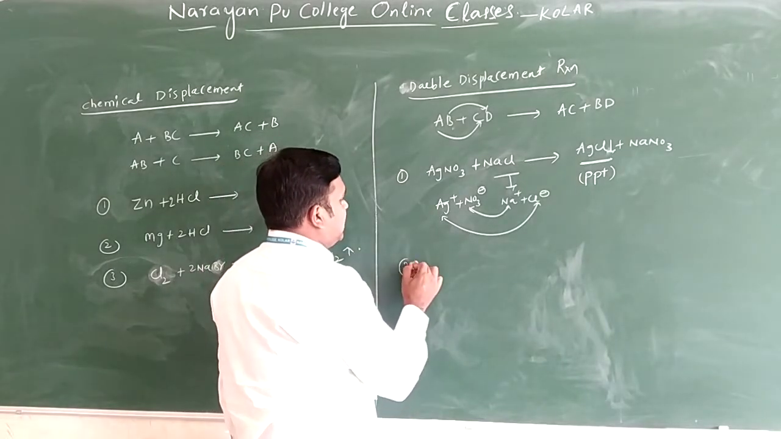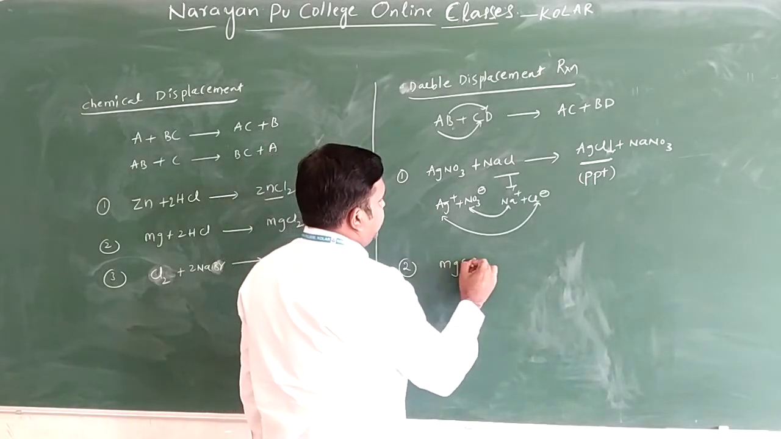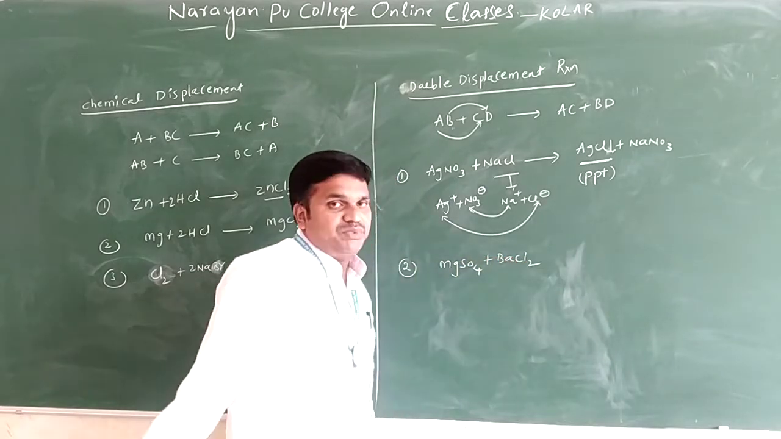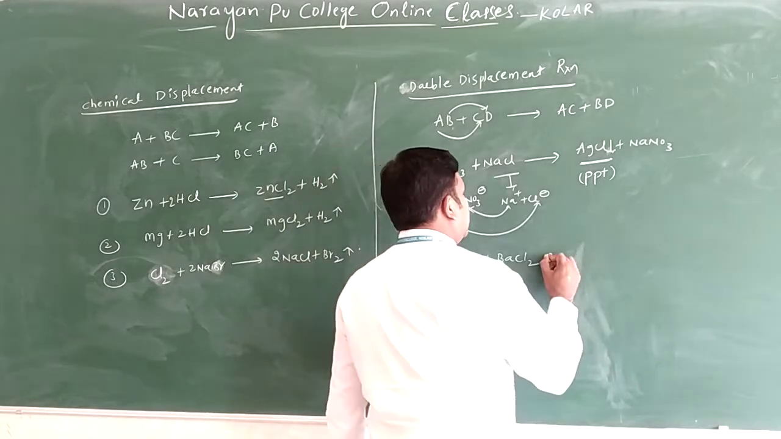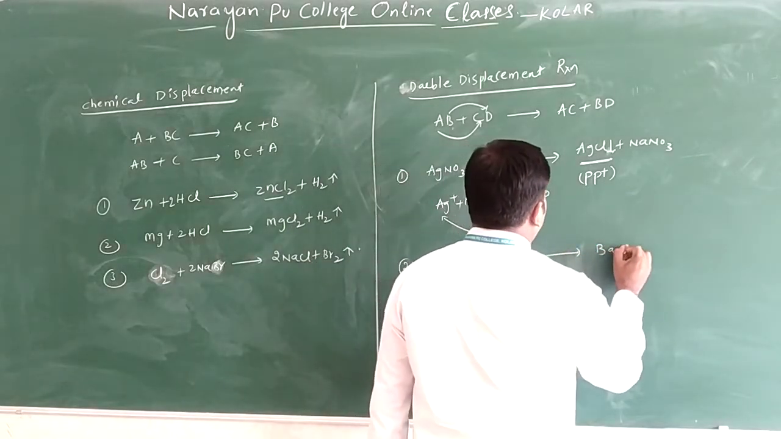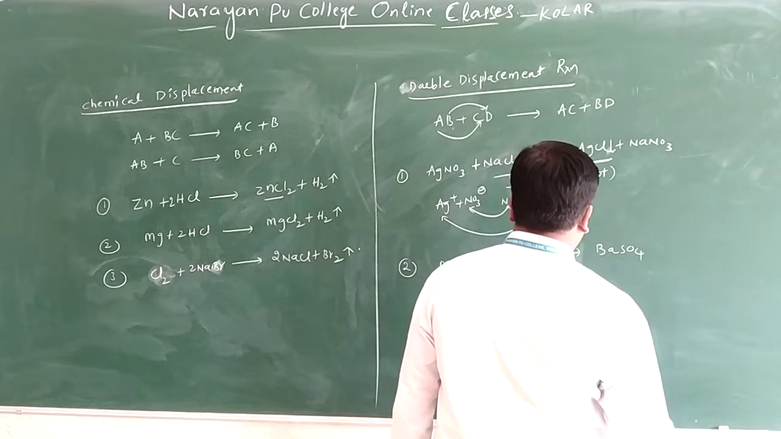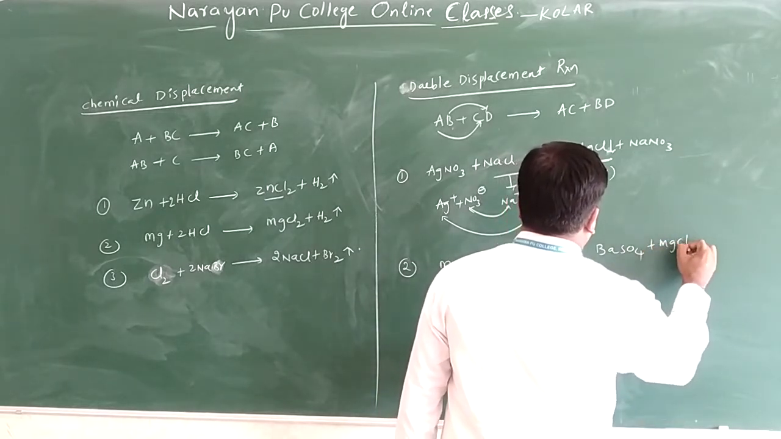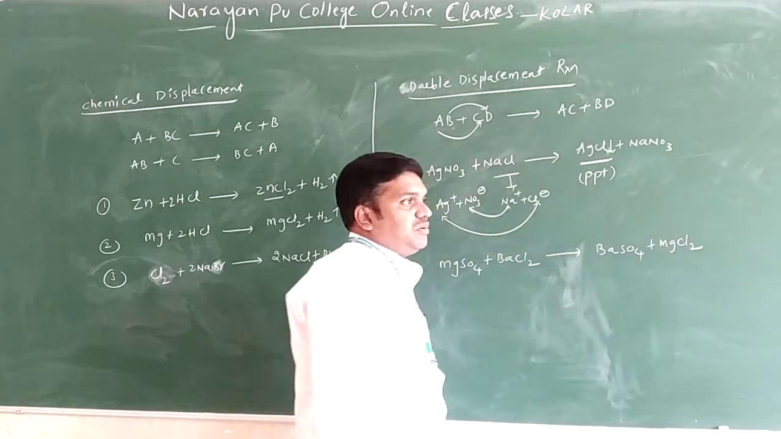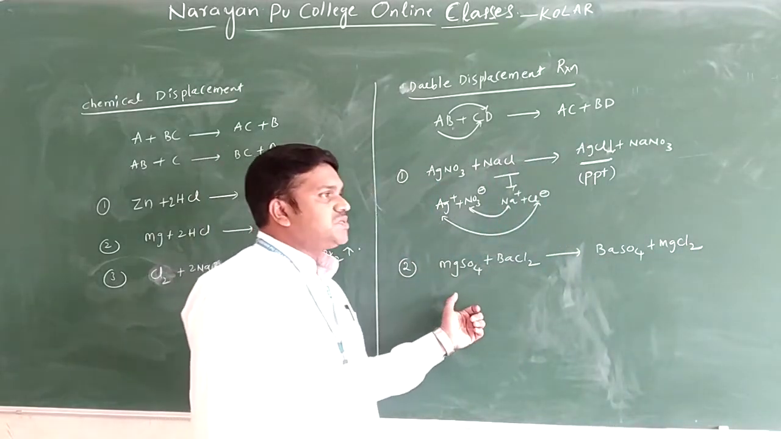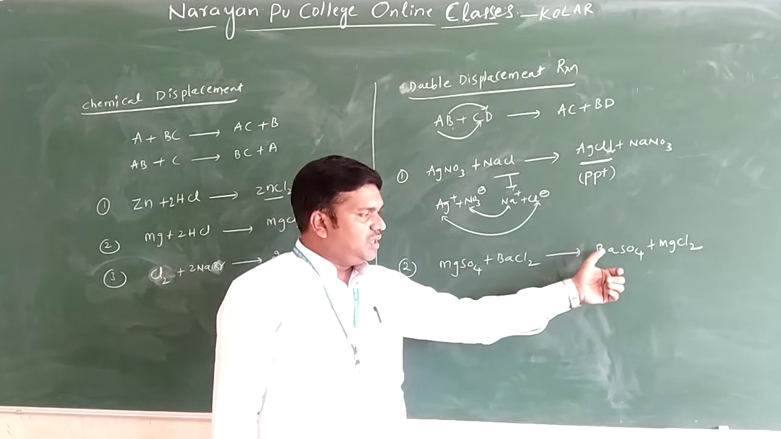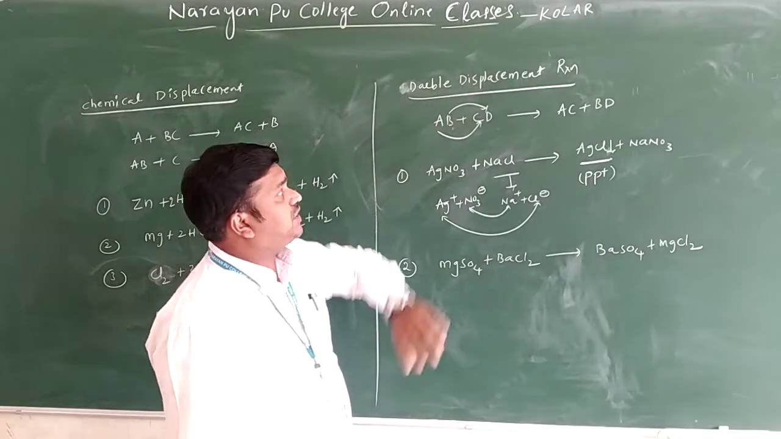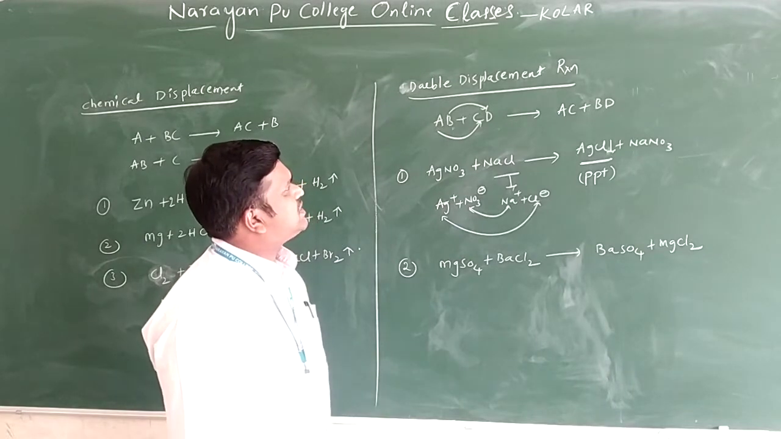Let us see one more example. We have MgSO4 plus BaCl2 giving rise to BaSO4 plus MgCl2. Magnesium sulfate combines with barium chloride and forms barium sulfate, a precipitate. It also comes under double displacement reaction.